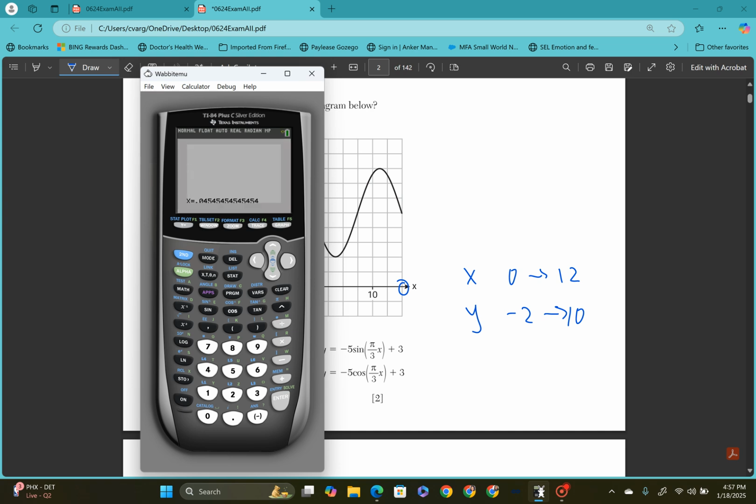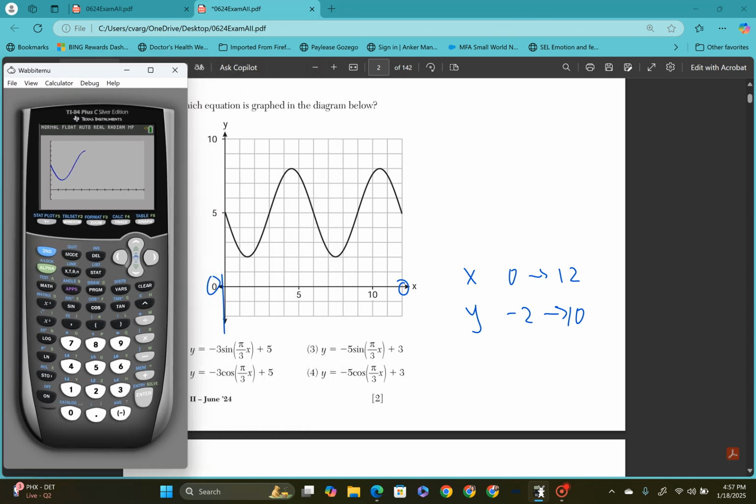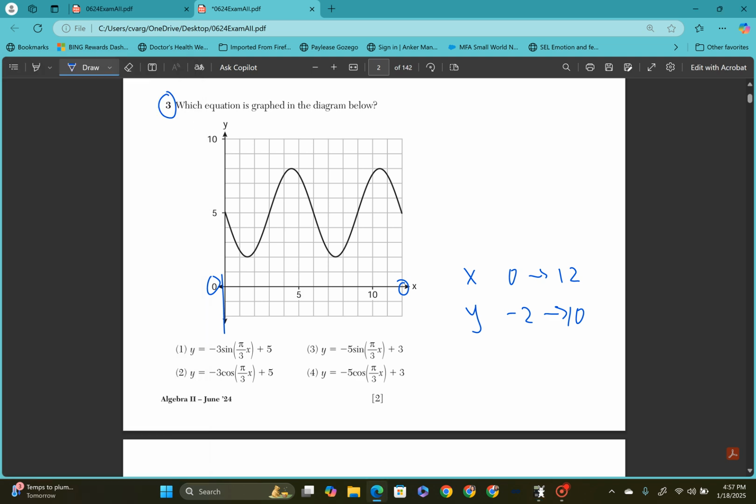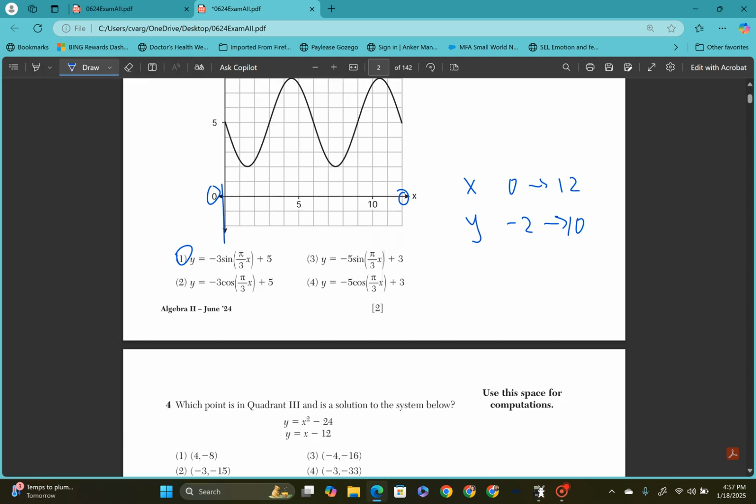And now when I hit graph, I see something that looks like this. Okay, I can see that, right? This matches, starts at 5, which my calculator starts at 5 as well, and then it goes up. Yep, this looks like it matches pretty much exactly, and you should plug in the other ones just to make sure. But number 1 is our answer, okay?